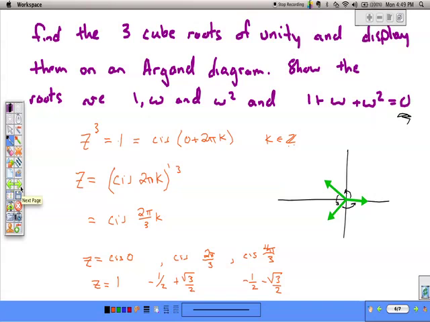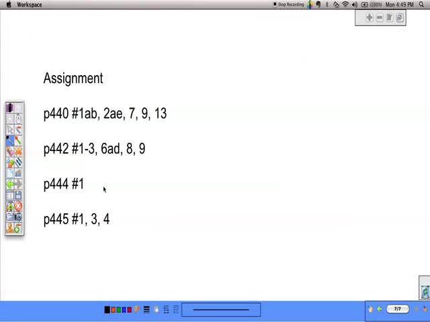So here are some problems that you can try.